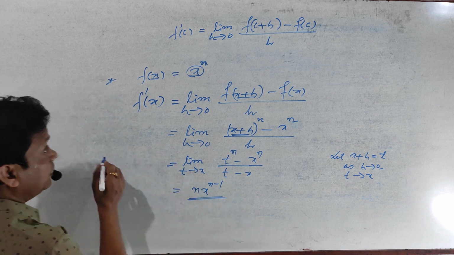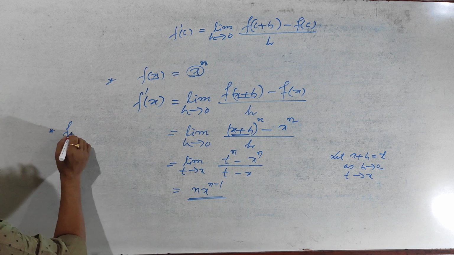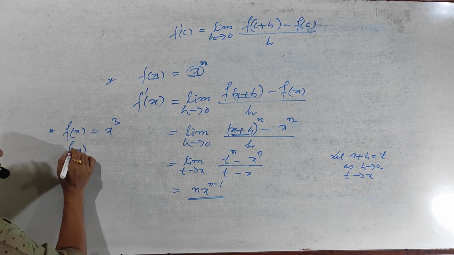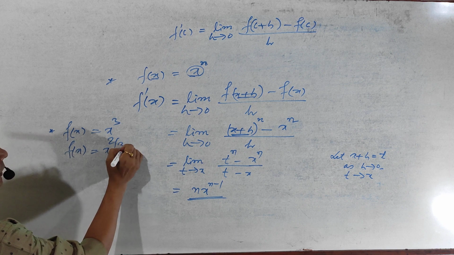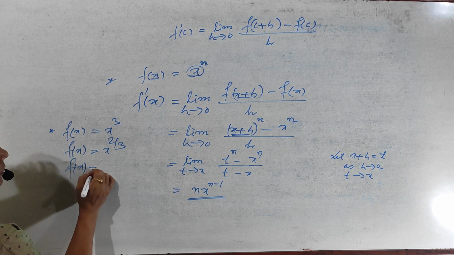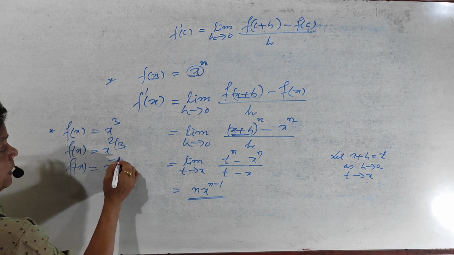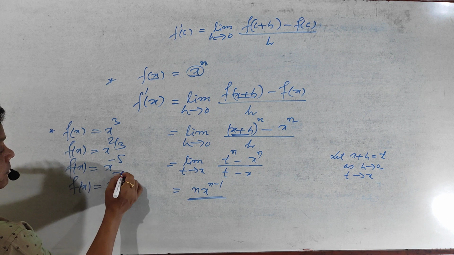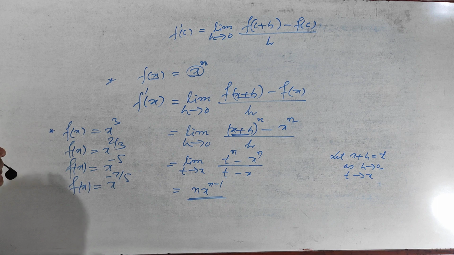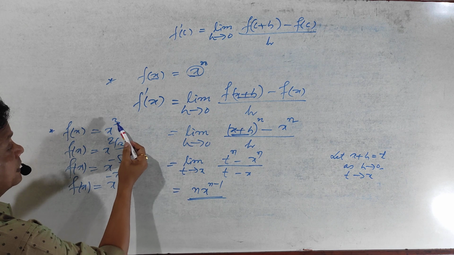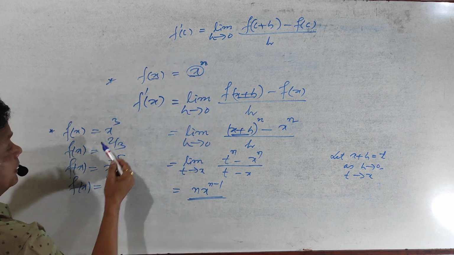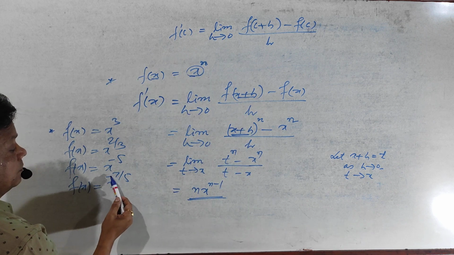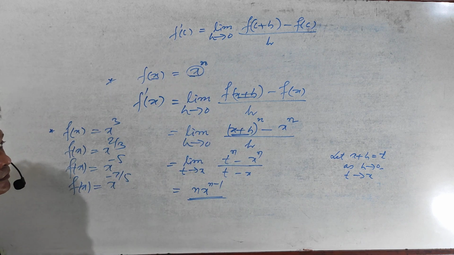So now you can differentiate f of x is equal to x to the power 3, f of x is equal to x to the power 2 by 3, f of x is equal to x to the power minus 5, f of x is equal to x to the power 7 by 5 or minus 7 by 5. Simply, in the first case n is equal to 3, in the second case n is equal to 2 by 3, in the third case n is equal to minus 5, in the fourth case minus 7 by 5. Okay.